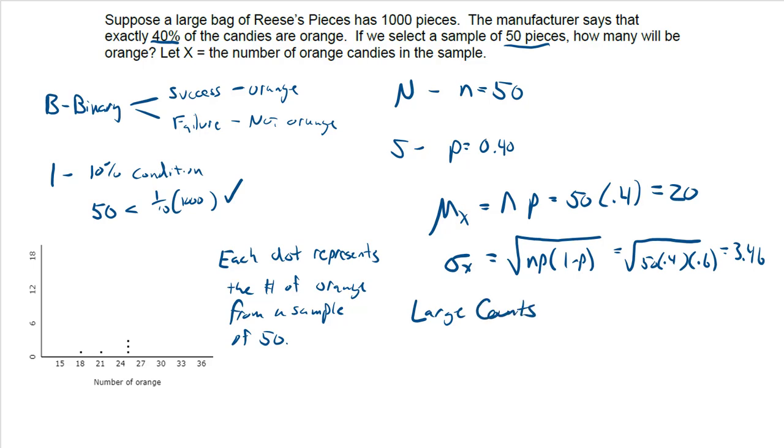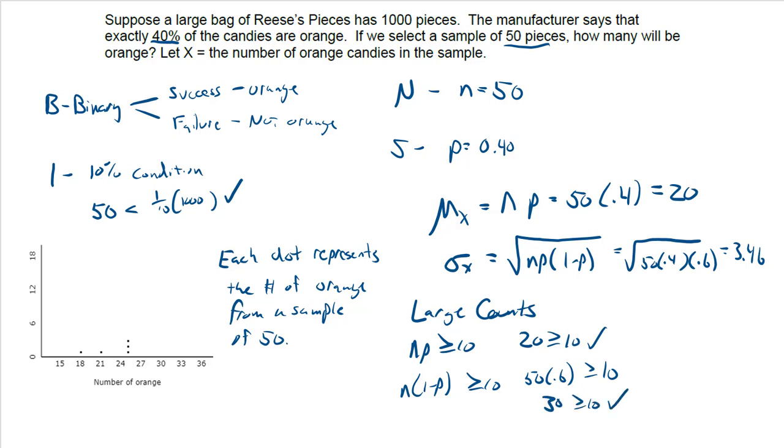Large counts, all right? So in other words, if you have n times p greater than or equal to 10, and n times 1 minus p greater than or equal to 10. As you know, for n times p, we just calculated the mean up there. That was 20. So 20 is greater than or equal to 10, so that checks out. And then if we take 50 times 0.6, which hopefully is still bigger than 10 as well, I believe so, that gives us 30, which is greater than or equal to 10. So this checks out as well. Therefore, large counts checked out.